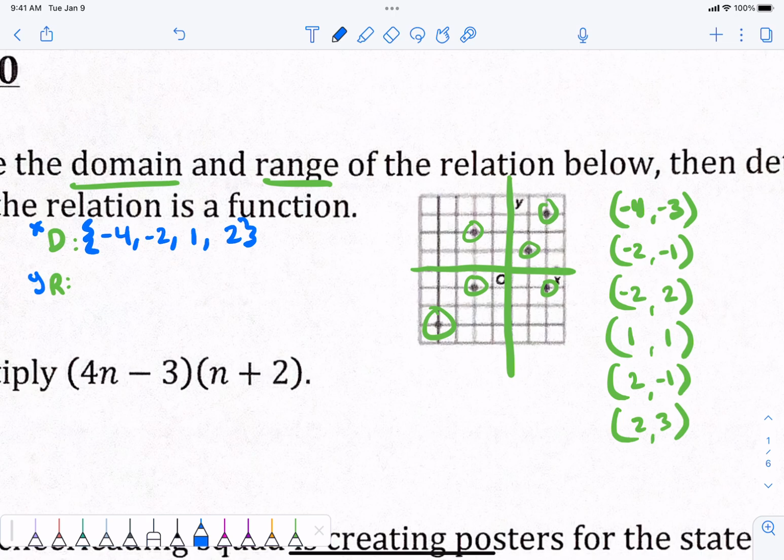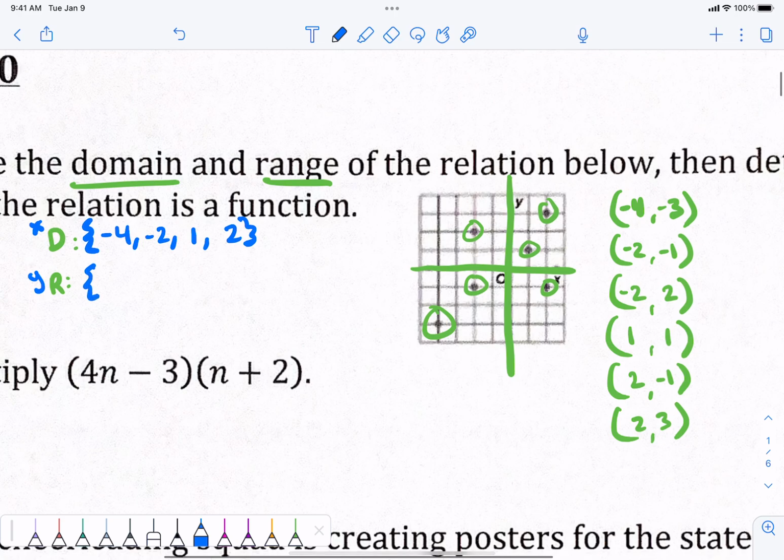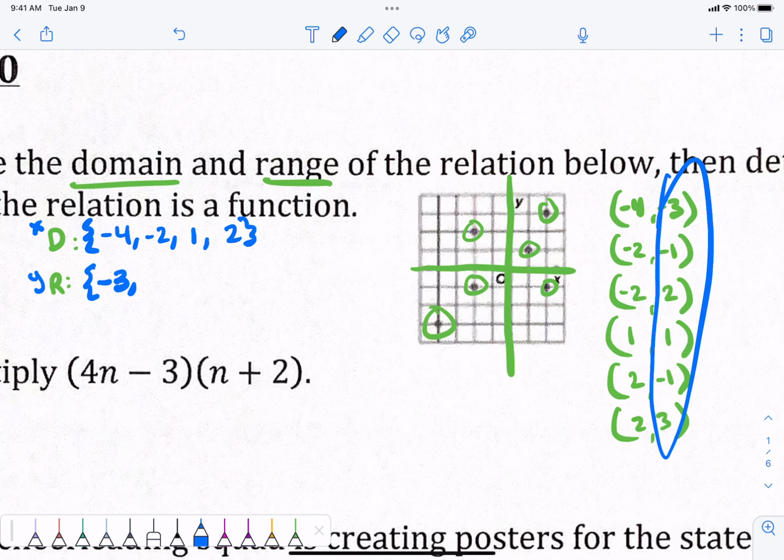So the range is going to be the Y's. Looking at these Y's, what's the smallest one we have? -3. Then -1, then 1, then 2, then 3. Those are my range values.